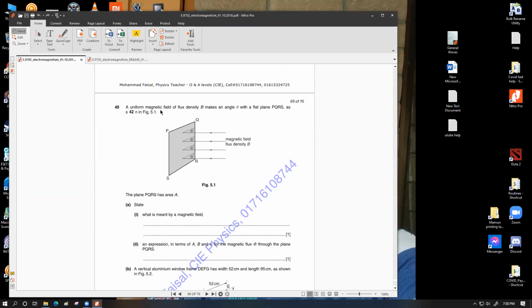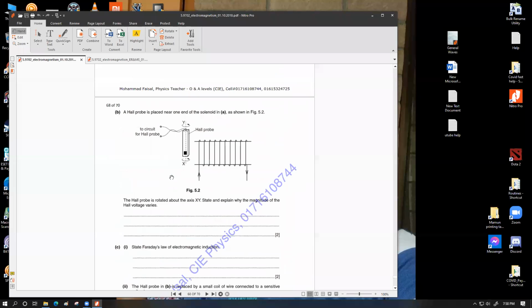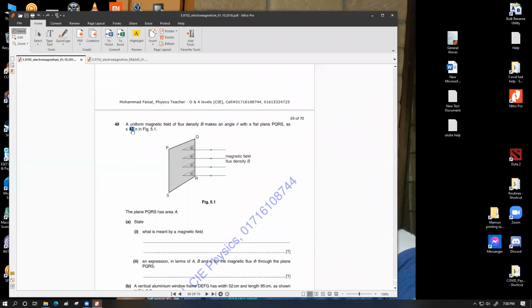A magnetic field of flux density B makes an angle theta with a flat plane PQRS in... S42, and what is this? The number of question 42 somehow slipped in here. It's not supposed to be here. Okay, my bad. As shown in figure 5.1.